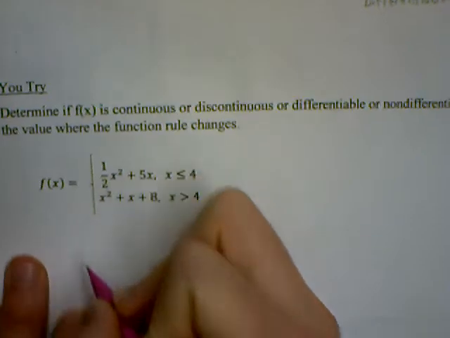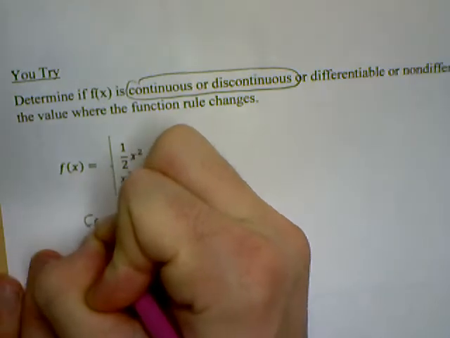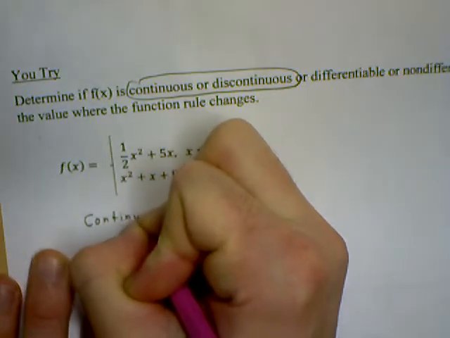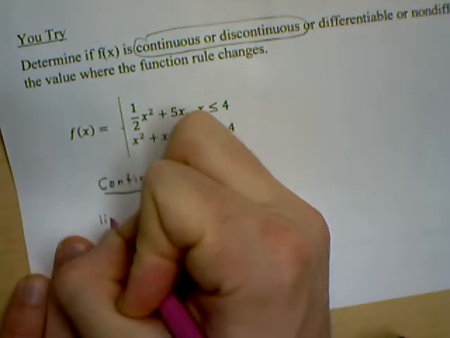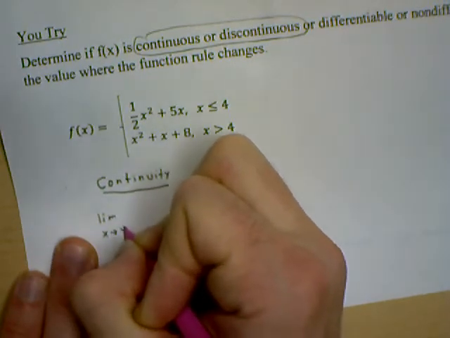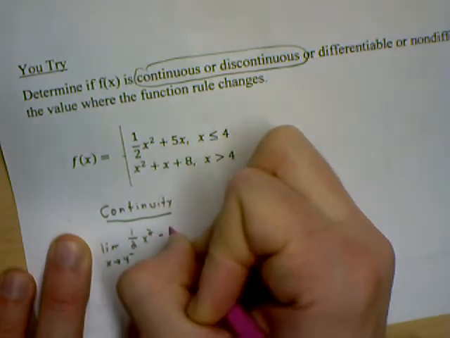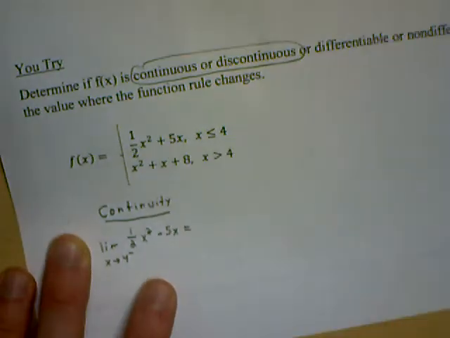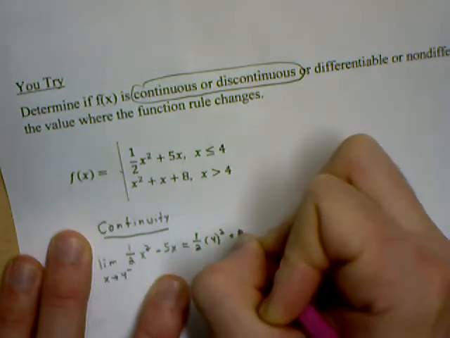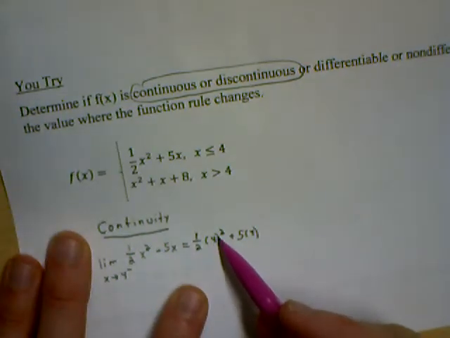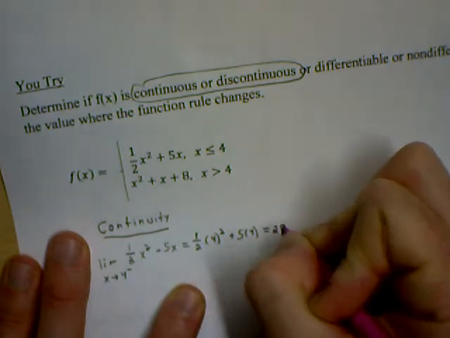So the first thing I'm going to do is focus only on the continuity. When you talk about continuity, you talk about limits. So I'm going to take the limit as x approaches 4 from the left of 1/2 x squared plus 5x. Plug in 4, I have 1/2 times 4 squared plus 5 times 4. That gives me 16 times 1/2, that's 8, plus 20, I get 28.